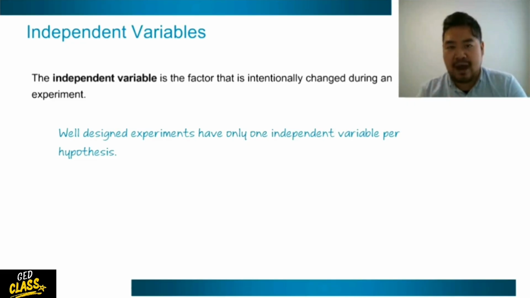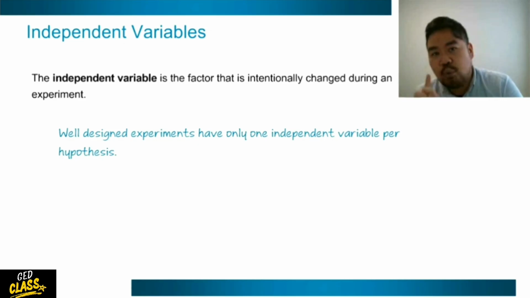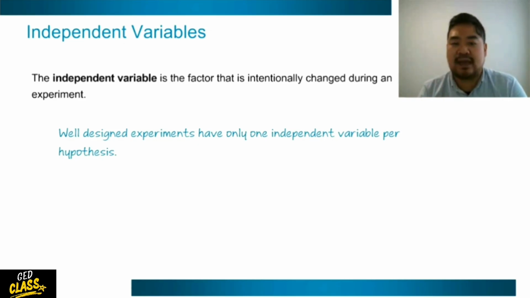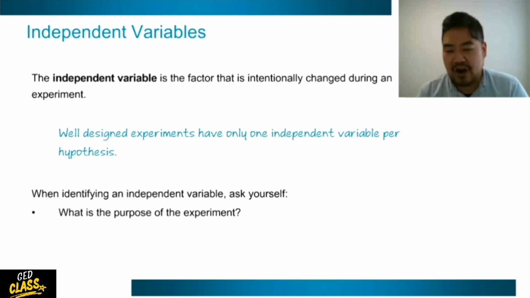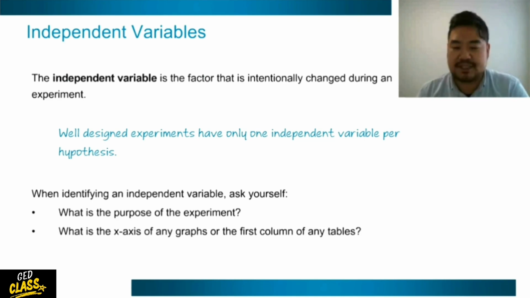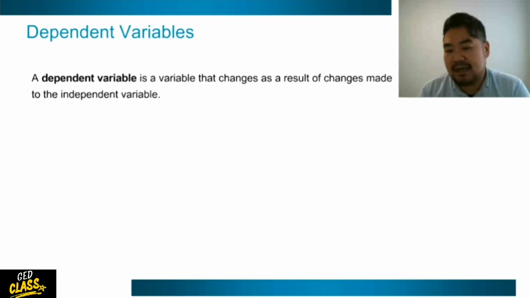So if you have a hypothesis, oh, I think this is what's going to happen, change one variable to see if that hypothesis is true. Now, when you're trying to identify an independent variable, ask yourself, what's the purpose of the experiment? What's the x-axis of the graph or the first column of any table? Whereas a dependent variable is what changed because of the change in the independent variable.